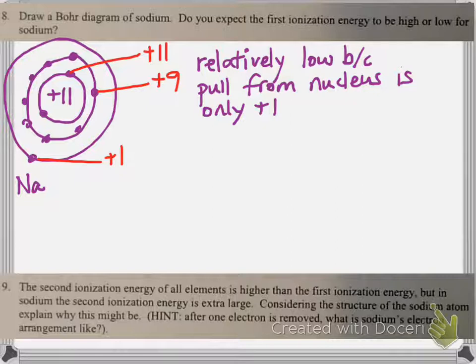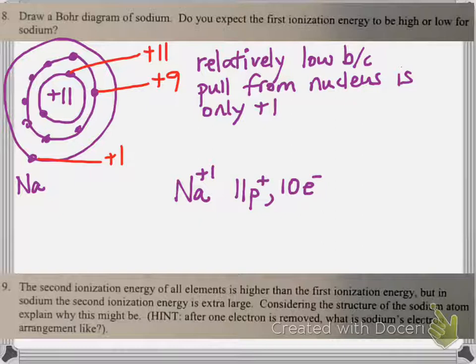Question 9. The second ionization energy of all elements is higher than the first ionization energy, but in sodium the second ionization energy is extra large. Considering the structure of the sodium atom, explain why this might be. Hint, after 1 electron is removed, what is sodium's electron arrangement like? So, when we form a sodium ion that has a plus 1 charge, it still has 11 protons, but now it's lost one of its electrons. That's what it means when we talk about ionization energy. It means we're removing an electron. So now it has 10 electrons.